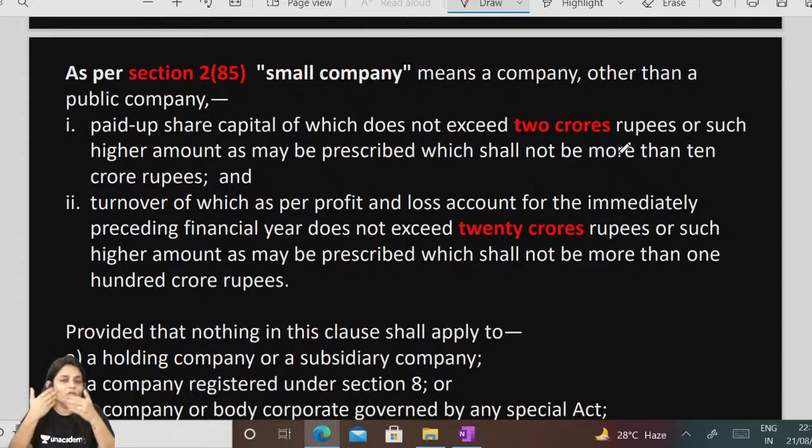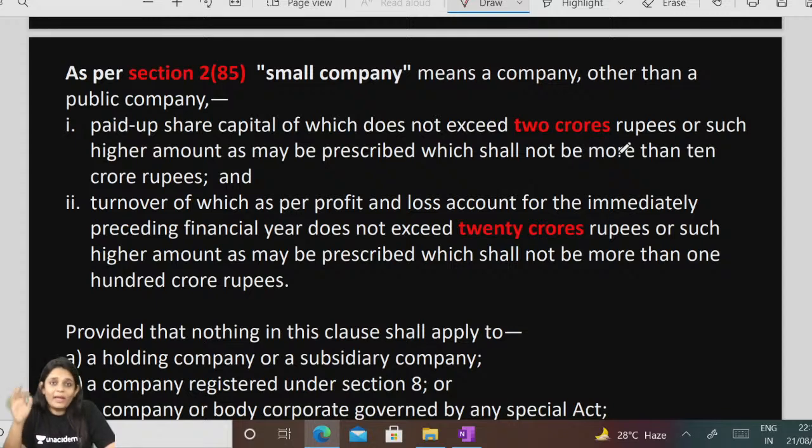Similarly, rotation of auditors does not apply. All those you will know when you come to it. So these are the privileges, and such other privileges are enjoyed by a small company. Basically, if I become a small company, it is nothing but that I enjoy a few exemptions and privileges. And please understand, the size of my office does not make it a small company.